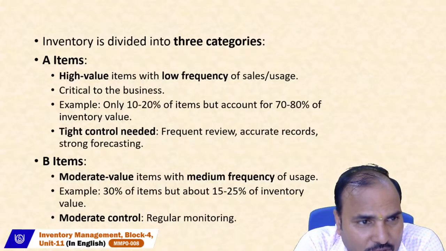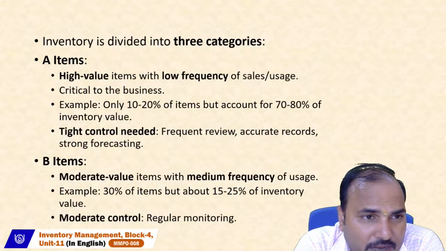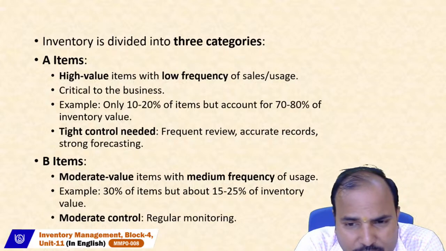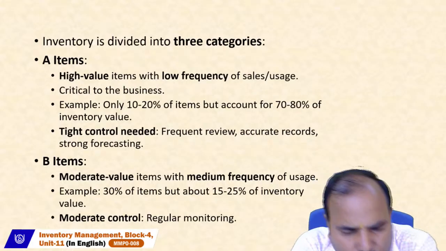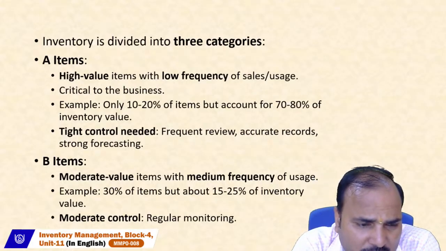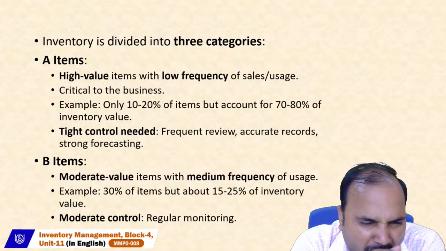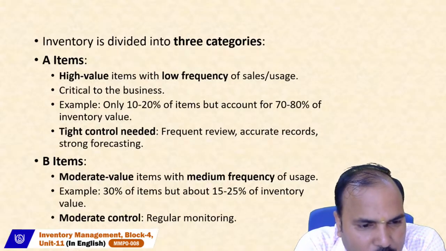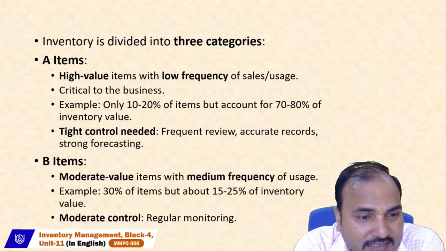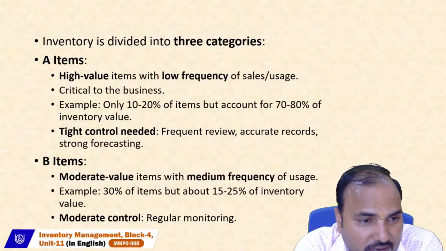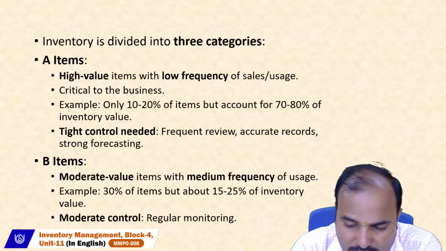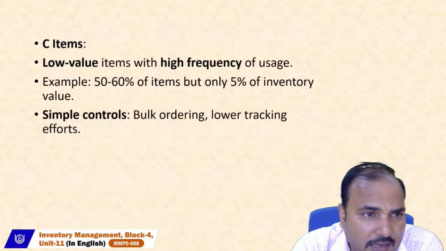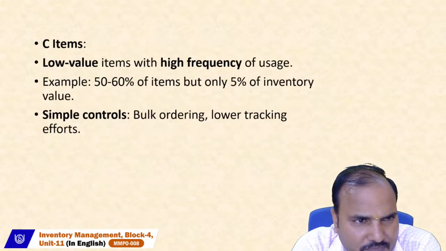Next, B category items. These have moderate value, with medium frequency of usage. For example, 30% of the items account for about 15 to 20% of the inventory value. Moderate control is required; the control should not be too tight. Regular monitoring is required.